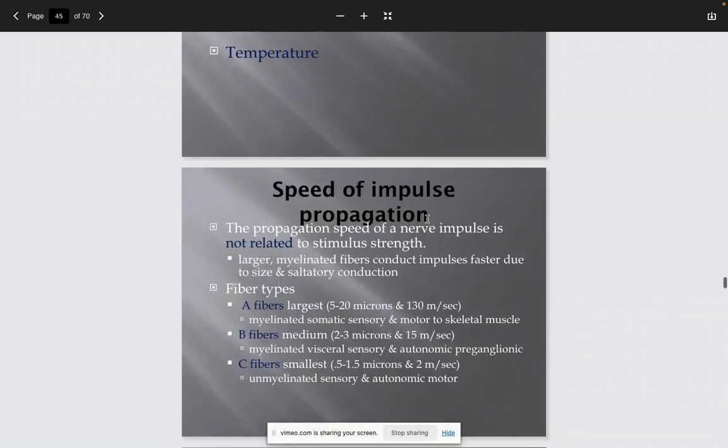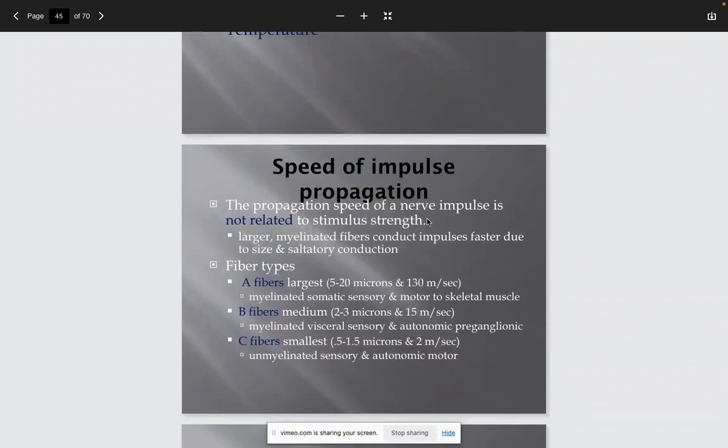Here we're going to talk a little bit about the speed of impulse propagation. It's important to note that the propagation speed of a nerve impulse is not related to the stimulus strength. Larger myelinated fibers conduct impulses faster due to their size and saltatory conduction. So it's not necessarily the strength of the stimulus; it's more related to the size of the fiber. The presence of myelination accounts for saltatory conduction, which occurs at the nodes of Ranvier, the little areas between the myelin present within the axon.